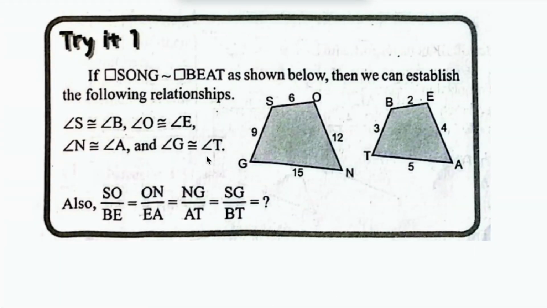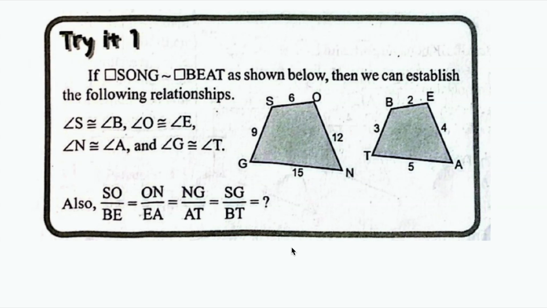So for the first, try it. Take time to pause this video, and I want you to use the same quadrilaterals but different values here. At the end of the day, you have to get the common ratio of these two similar polygons. Take time to think, and I want you to write your answer in the comment section below.